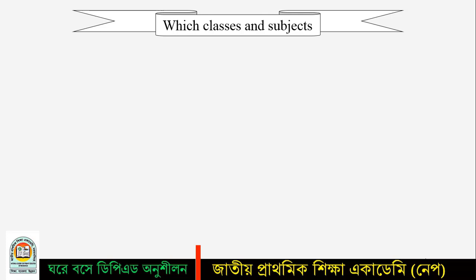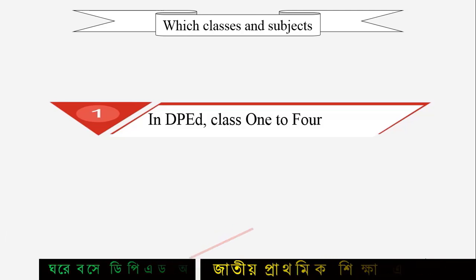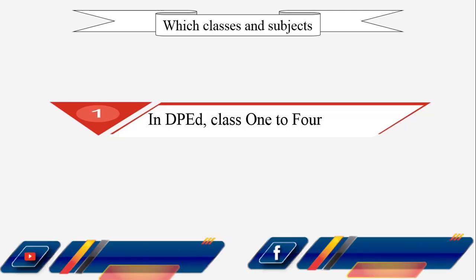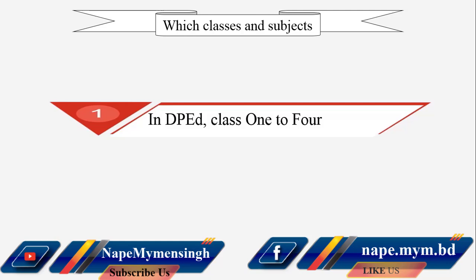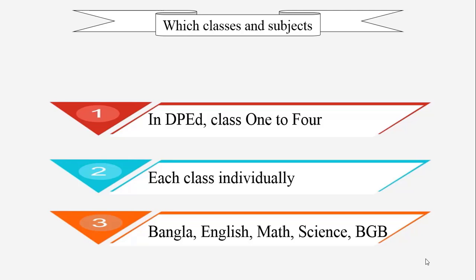Which classes and subjects? In DPED, normally we do baseline survey from class 1 to class 4. Each class individually. And subjects: Bangla, English, Mathematics, Science, Bangladesh and Global Studies. Basically, we do these 5 subjects.